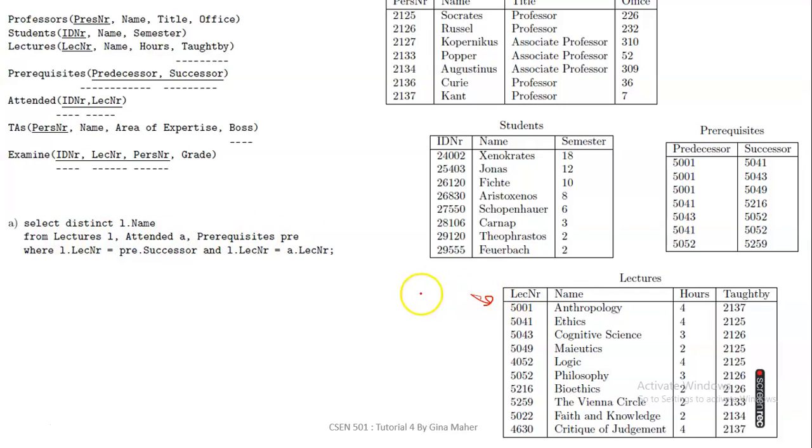So we are going to join this table with this table and this table, lecture, prerequisite, attendant, where the lecture number, which is here, equals pre.successor. So the lecture number equals the numbers here, and the lecture number equals a.lecture number, which is attendant. Okay, I guess we are missing one table.